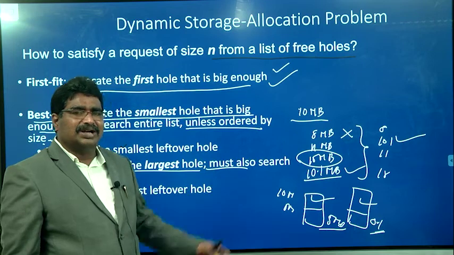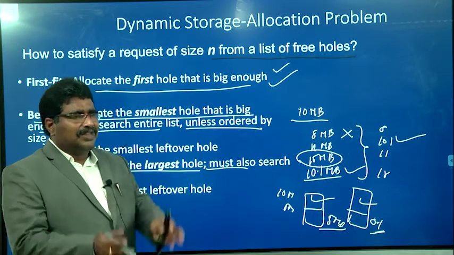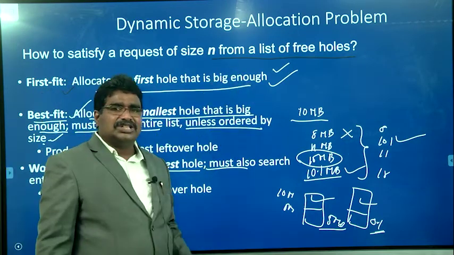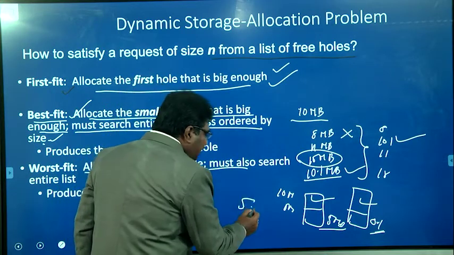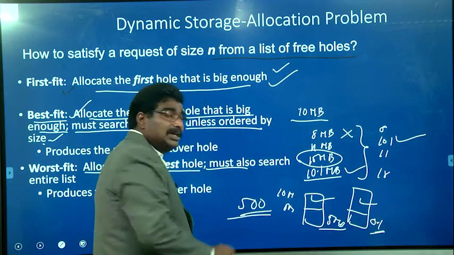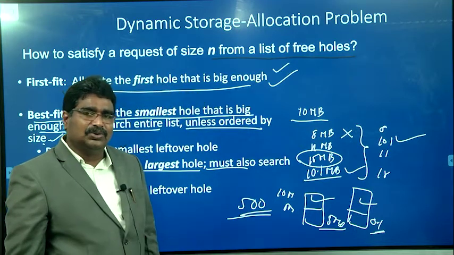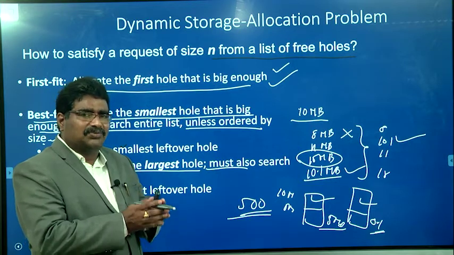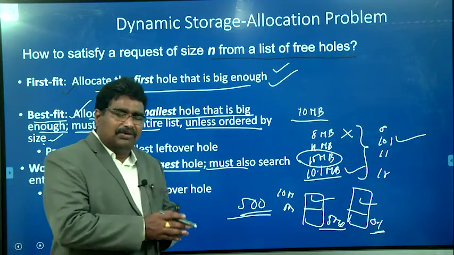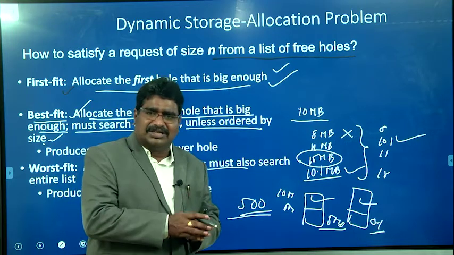But what is the disadvantage of the worst fit? Every time we are dividing only the largest partition. Then after some time, when a very large process is required, it is very difficult to find space. So every algorithm, whether the best fit, the first fit, or the worst fit, has its advantages and disadvantages.